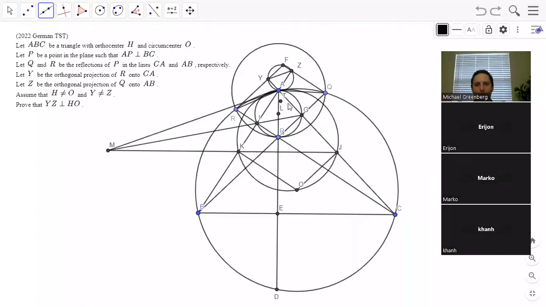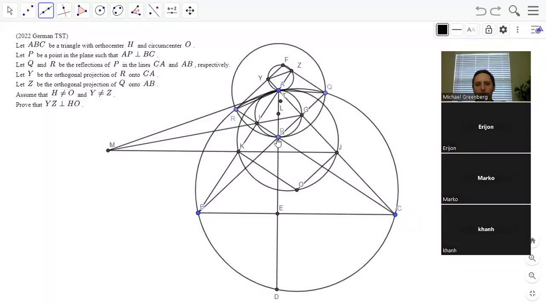So what if... YO squared minus ZO squared, that's the difference between the powers of Y and Z with respect to this circle. I'm not sure why I didn't see that. So that would basically be YA times YC minus ZA times ZB, right? So that looks like it might be a little easier. So YO squared minus EO squared, that's YA times YC minus ZA times ZB.